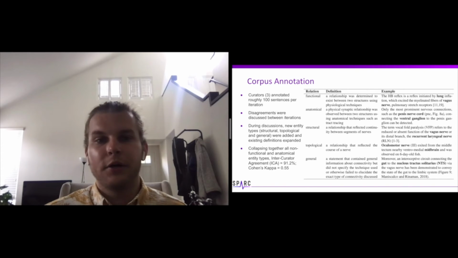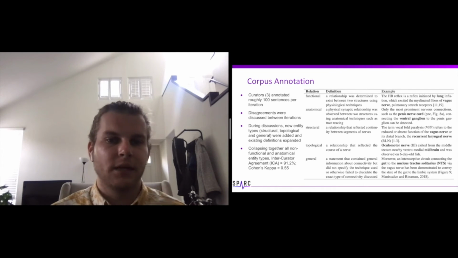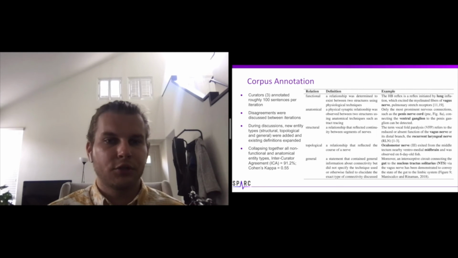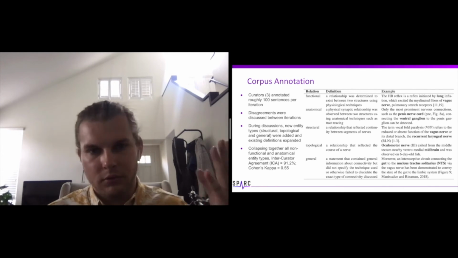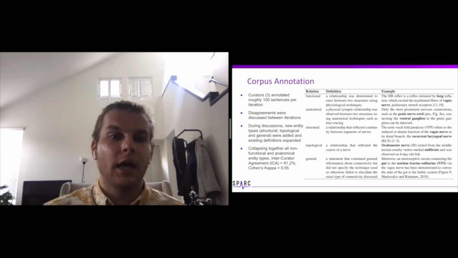An inter-curator agreement score was calculated after each iteration to determine model feasibility. After 2 iterations, we were able to achieve a satisfactory performance when we collapsed all non-functional and anatomical connectivity relations into each other. So this would be considering structural, topological, general, all collapsed down the same. Doing this, we achieved an inter-curator agreement of 91.2% and a Cohen's kappa of 0.55.